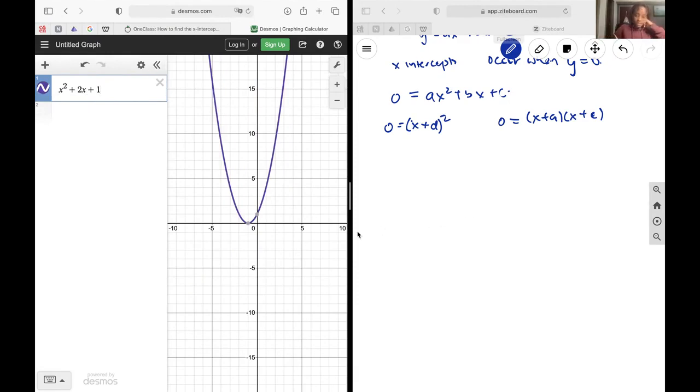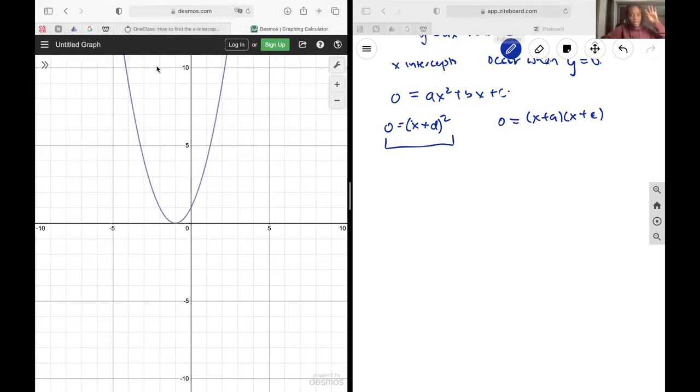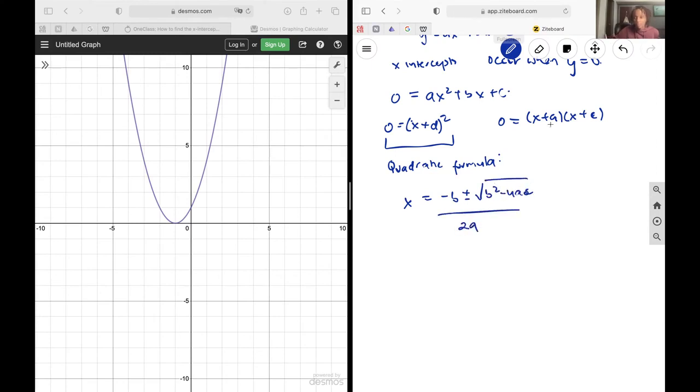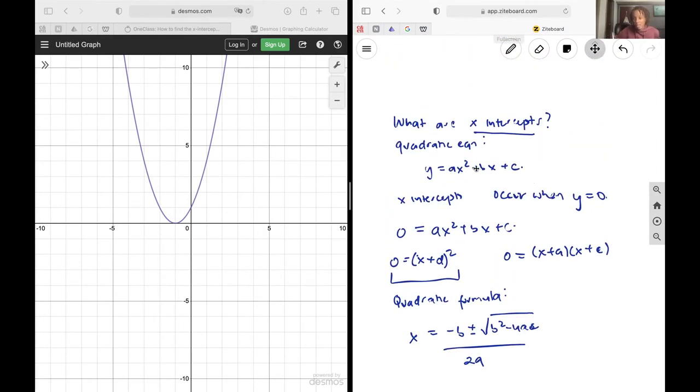So for this one, I can see that indeed it is touching the x-axis at one point. So my final answer is going to be of this form, and I'm going to have to find out what that d value is. I can go about finding that in multiple ways. I could use product sum, but the best formula to use is going to be the quadratic formula. And that just states x is equal to negative b plus or minus the root of b squared minus 4ac over 2a.